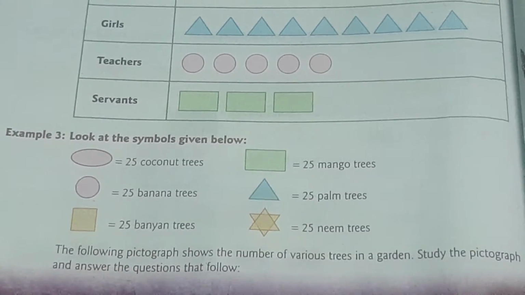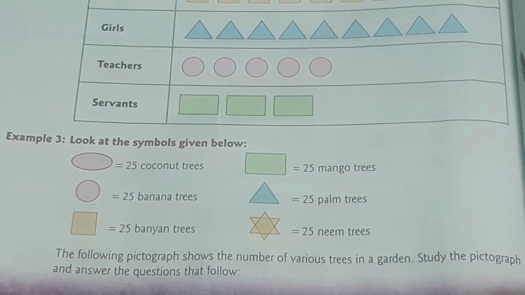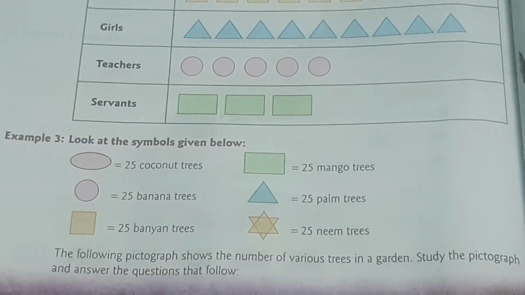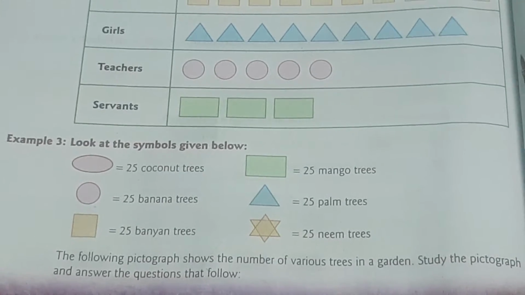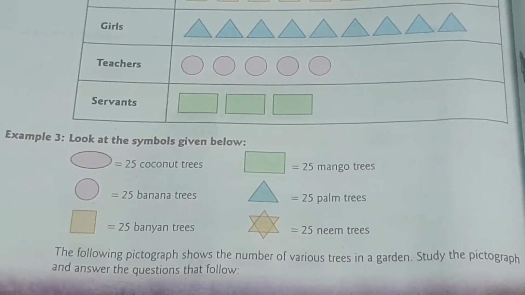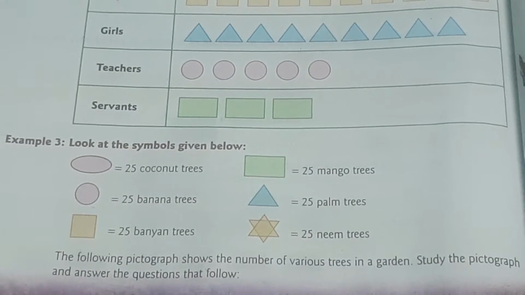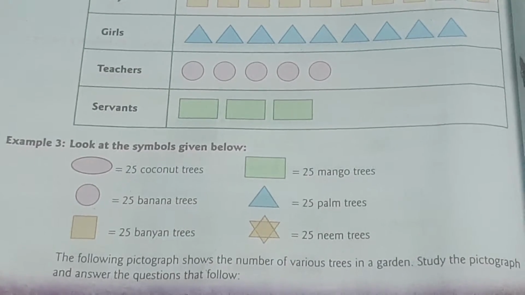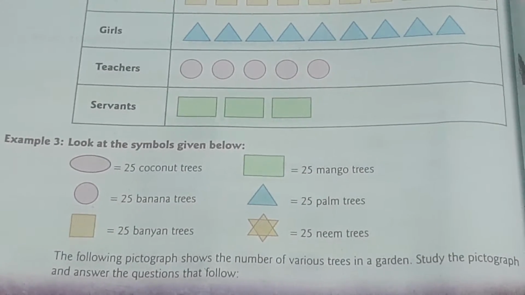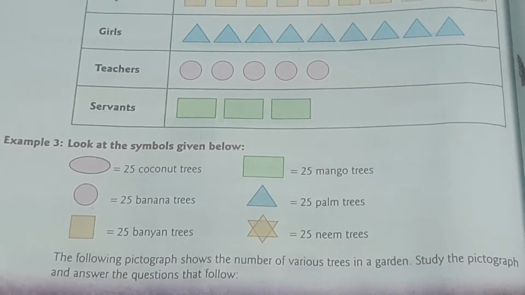Okay, now in this total 6 figures are drawn. So this is the garden, and in this garden there are different types of trees. Like we can see this first figure of oval shape, it represents 25 coconut trees. It means in one figure there are 25 coconut trees present.